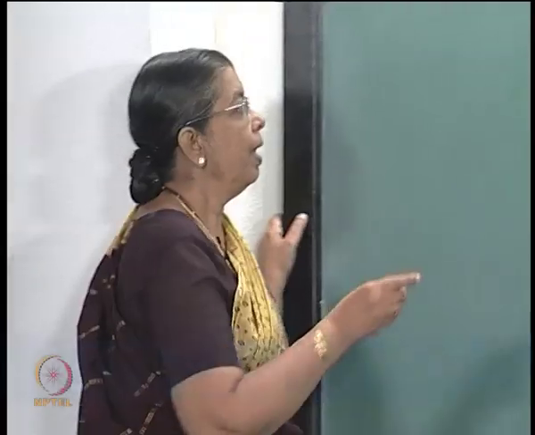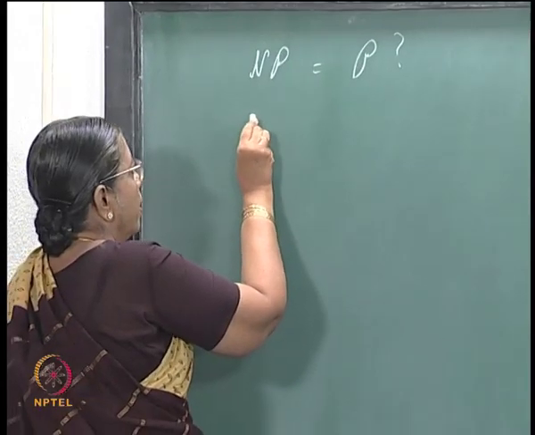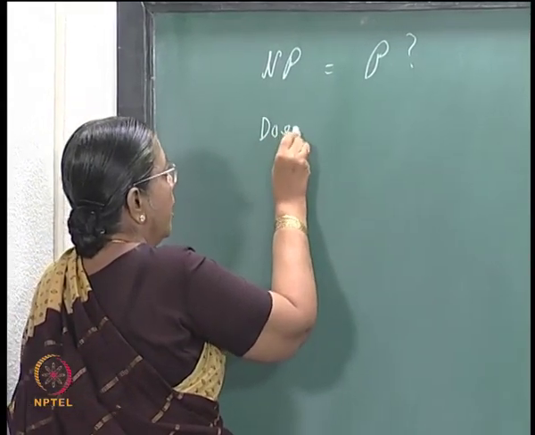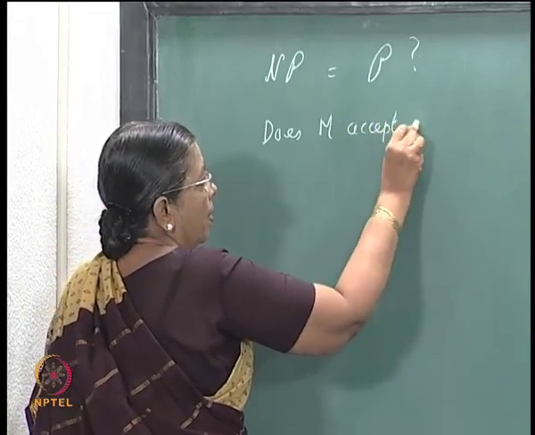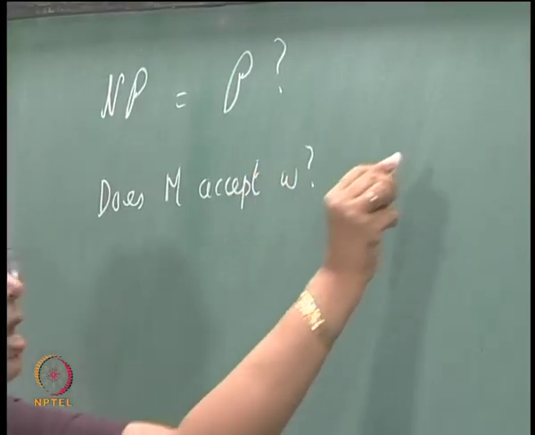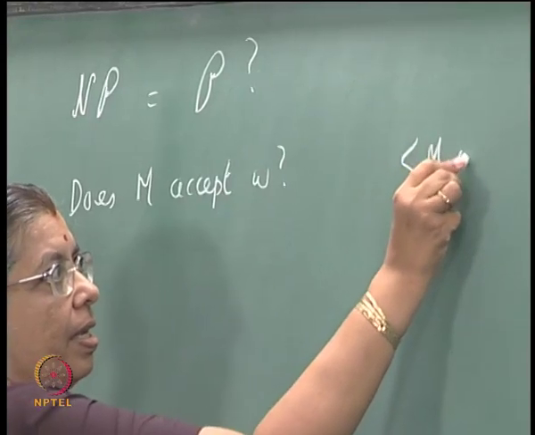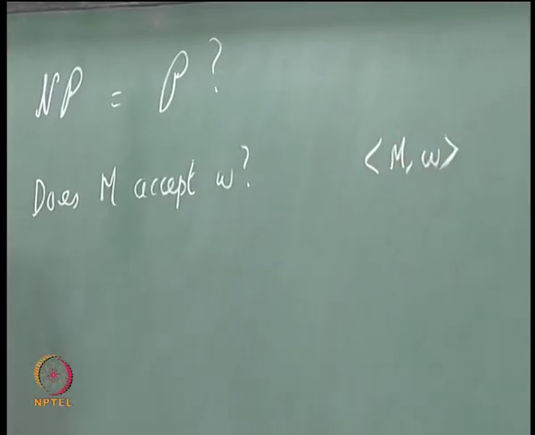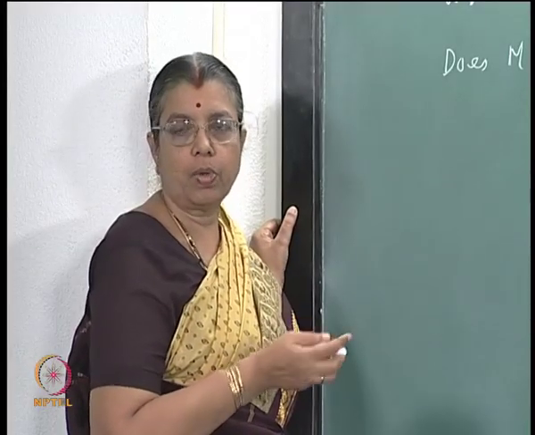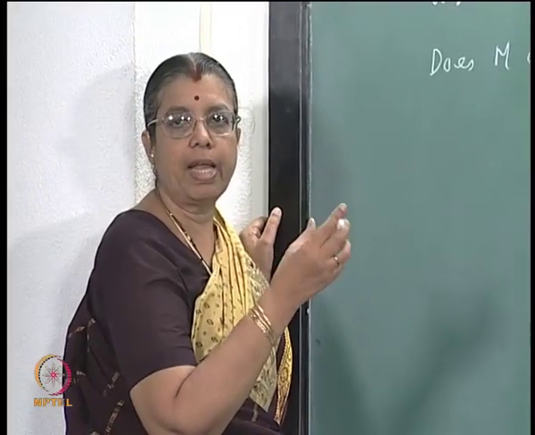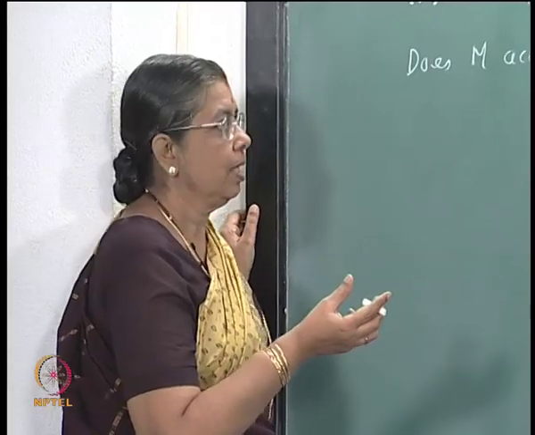For example, "does M accept W" is the problem, and the corresponding language is denoted by strings having the form MW. So, for every problem we can have a language representation.